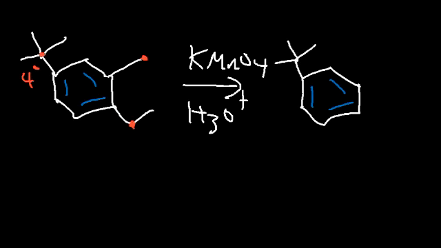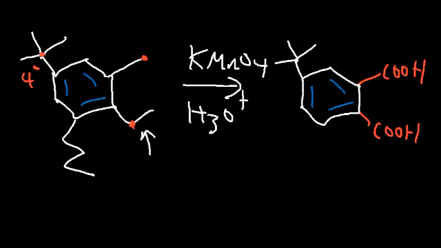Now, the methyl group is going to be oxidized to a carboxylic acid. And the ethyl group will also be oxidized to a carboxylic acid. And it doesn't matter how many carbon atoms are here. If you had a butyl group, it would still be oxidized to a carboxylic acid.